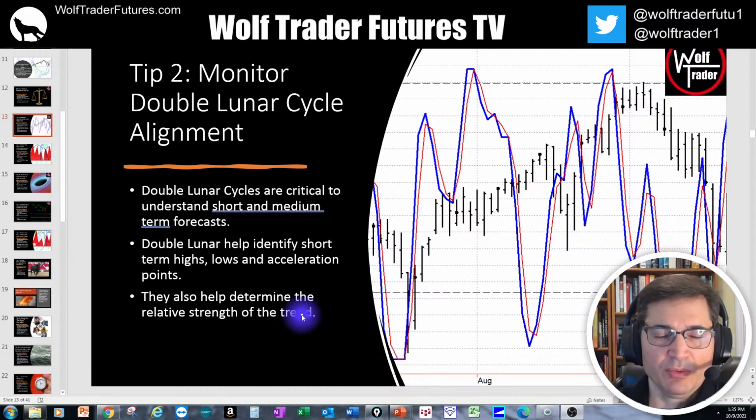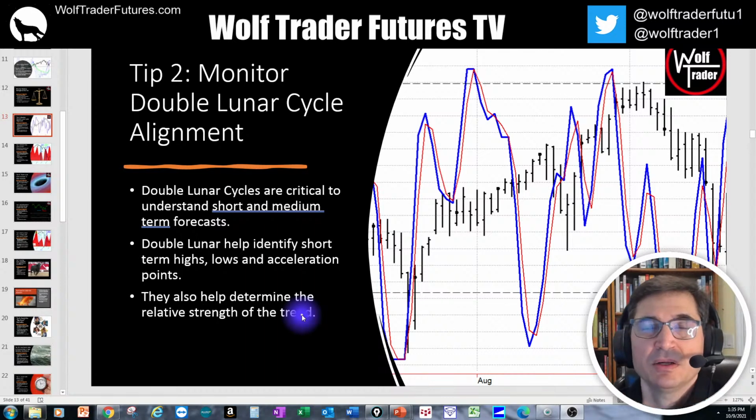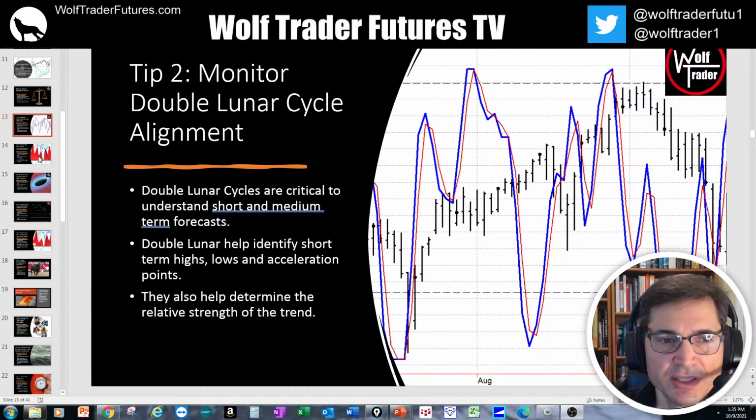If you're looking on the chart when you're a subscriber, I would always look to that double lunar cycle. Like right now, we're coming up to some type of a rounding top on it. I think it's really important to take a look at that. So that's just a tip.